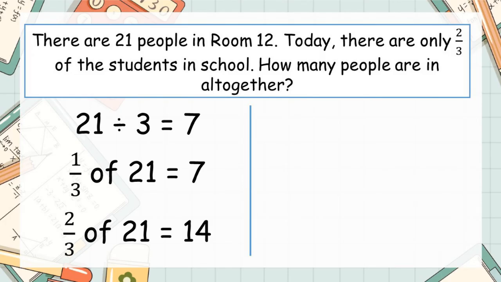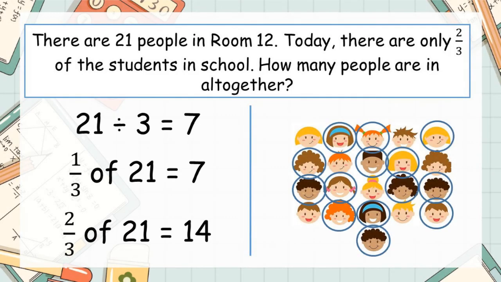The other way of solving this is to draw a picture to help us. We could draw the 21 people who are in the class and mark 2/3 of them. The way we would do that is count up 1, 2, 3 and mark 2 people out of 3. Not 1 person out of 3 like we've been doing before, but 2 people out of 3. This is because our numerator in our fraction is 2 this time, not 1.